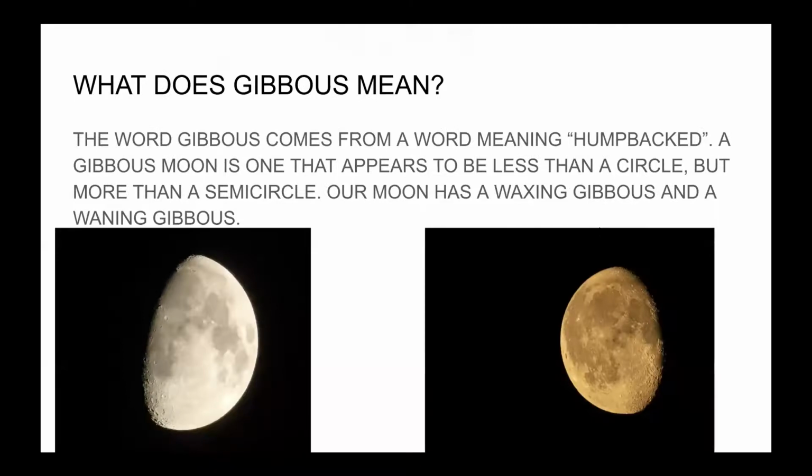It comes from a word meaning humpback. And this is the one that appears to be more than a circle, but less than a semicircle. And this one over here is a waxing gibbous, and this one over here is a waning gibbous.